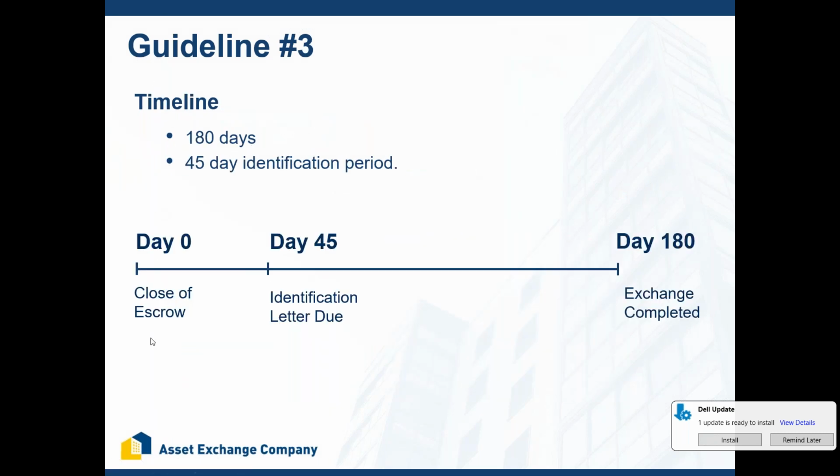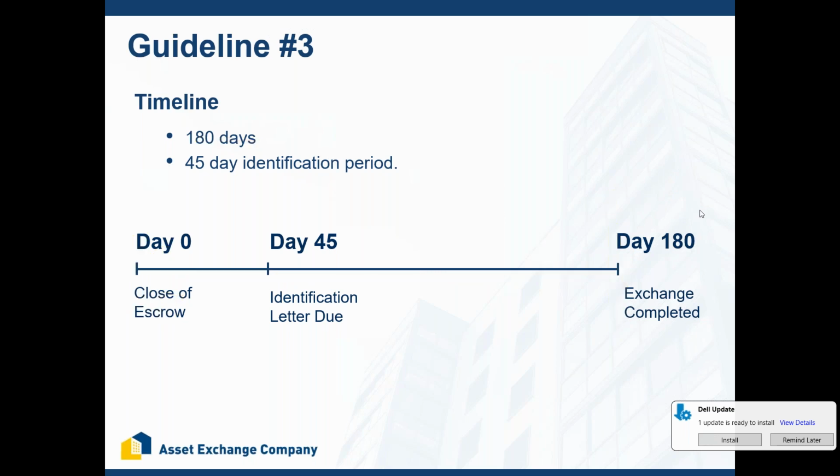Guideline number three, when you do a 1031 exchange. This is the most difficult part of the exchange and what causes my clients the most stress. When they do the exchange, they actually have a time frame in which to complete the entire process. The time frame is 180 days, and that time frame starts the day you close escrow on the sale of your property. You then have 6 months or 180 days to go out and purchase replacement, investment, or business use property. So 6 months to get everything done.